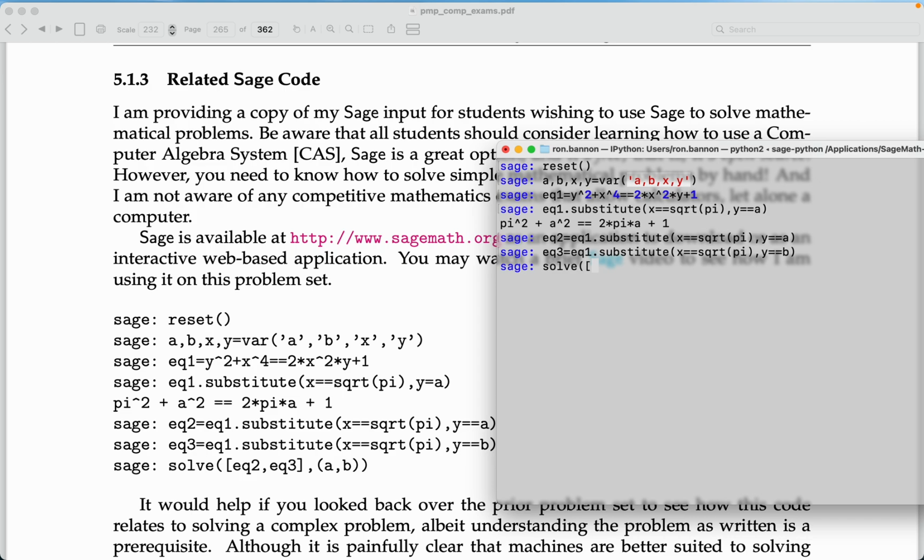And now what I want to do solve, S-O-L-V-E. This is the system of equations. There's 2 equations, EQ2 and EQ3. And I want to solve it for the ordered pair AB. Let's see how it does. Okay, so it gave me a bunch of answers over here.